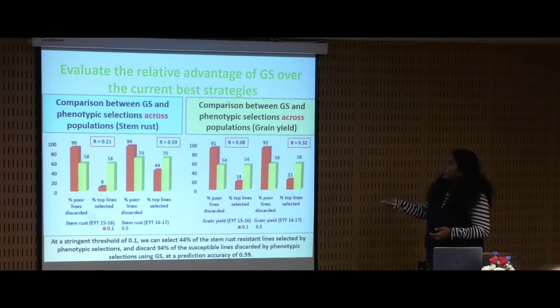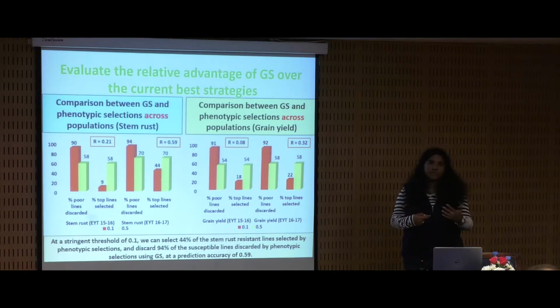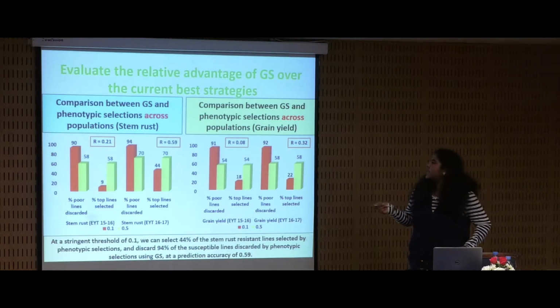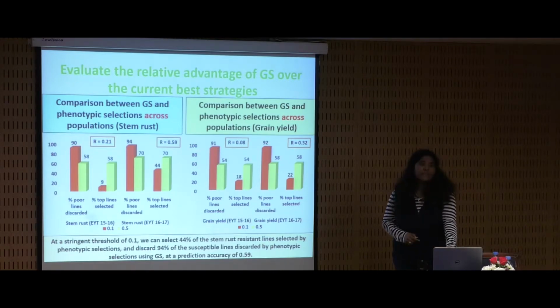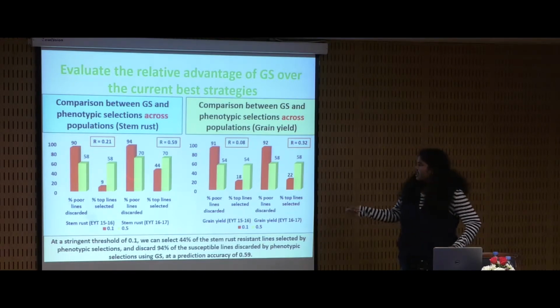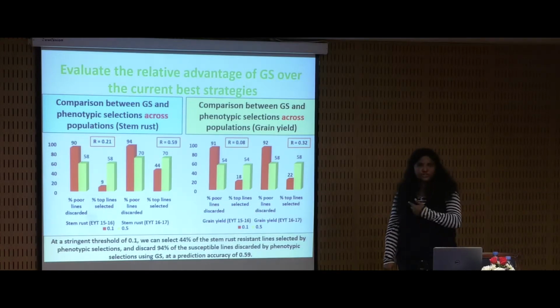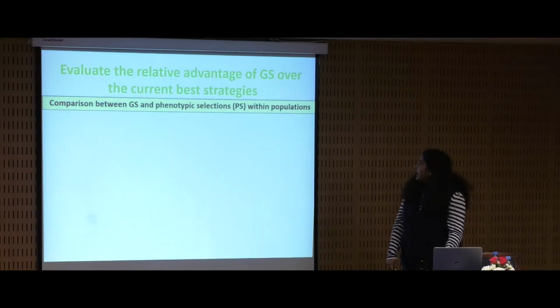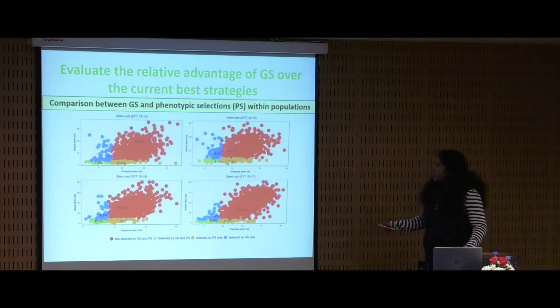I'm again showing you STEM-RUST, which I've shown you before. These are some of the promising results that we have for STEM-RUST. At an accuracy of about 0.6, you are able to discard 94% of the poor, susceptible lines and select about 44% of the top lines, which I think is really good. With an accuracy of 0.6, I would still say you can go ahead and do genomic selection for traits like STEM-RUST. And again, this is what we see at a selection intensity of 0.1.